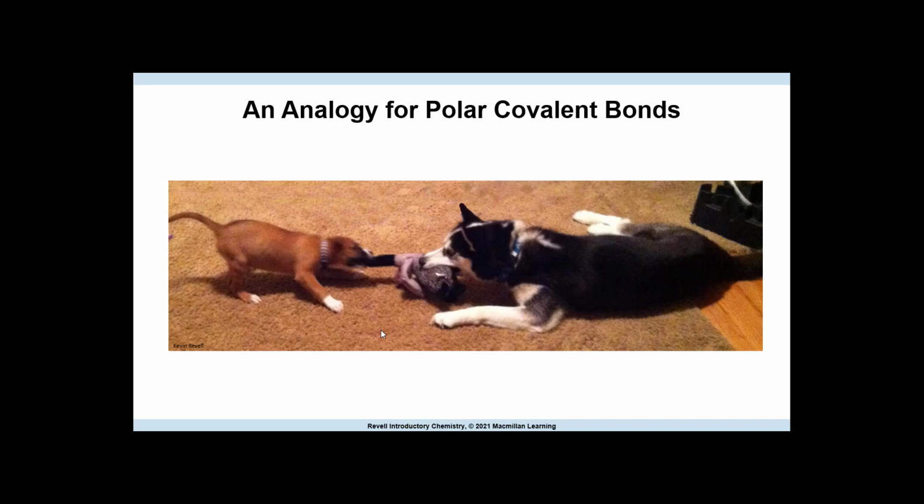So here's an analogy for a polar covalent bond. In this image, two dogs are pulling a rope. The big dog on the right has a much stronger grip on the rope. He could take it if he wanted to, and he keeps the rope close to him. Similarly, in a polar covalent bond like HF, the electrons are held close to the fluorine atom. If this bond breaks, the electrons will likely stay with the fluorine atom.